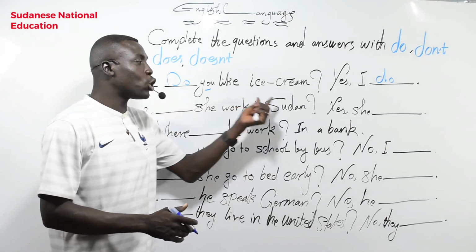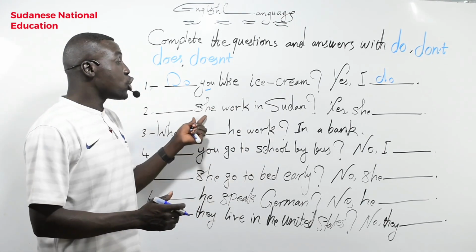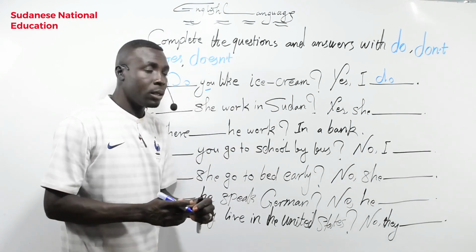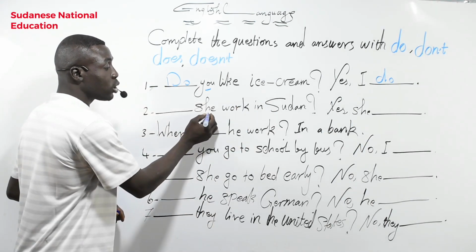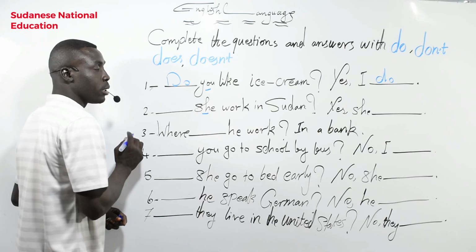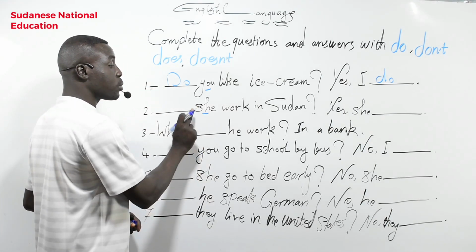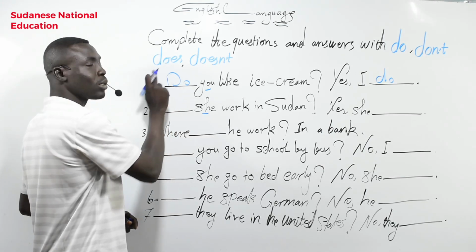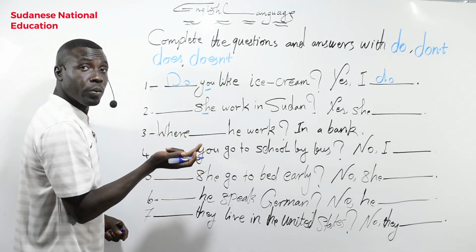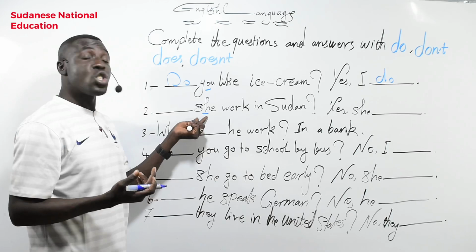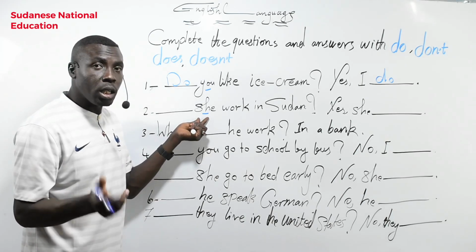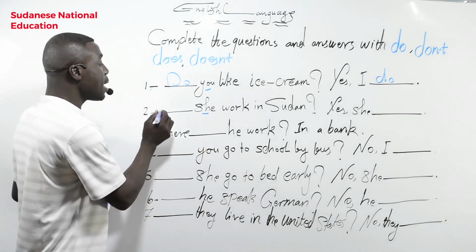Number 2. She work in Sudan? So the subject is she. The correct question word to be used with the subject she is does, not do. You cannot use do with she. You cannot say do she. No, it's wrong. We say does.